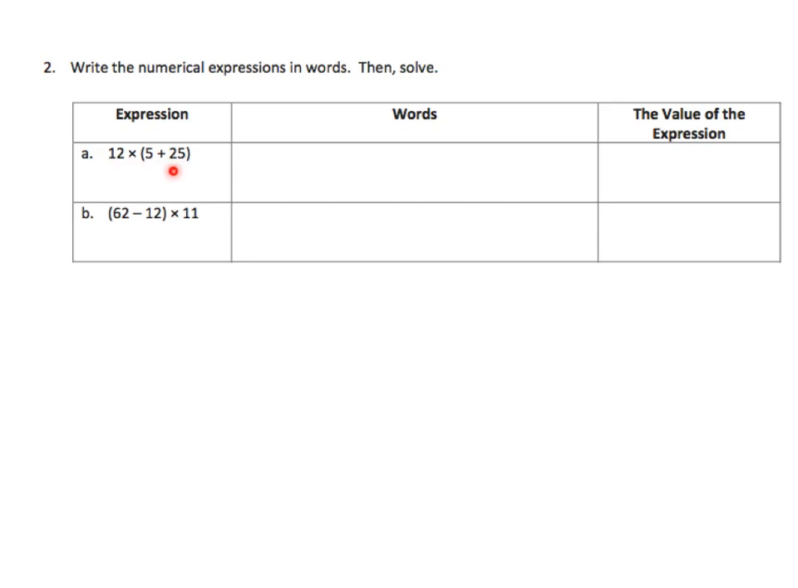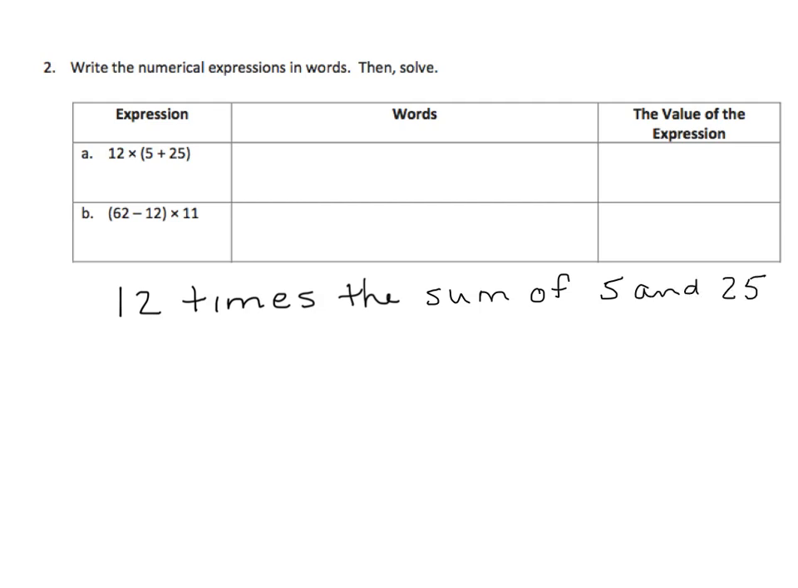But I can go from left to right here, and I'm going to write 12 times the, well, what's our operation here? Our operation is adding, so we're going to use the word sum. The sum of 5 and 25. Next, I need to evaluate the expression.